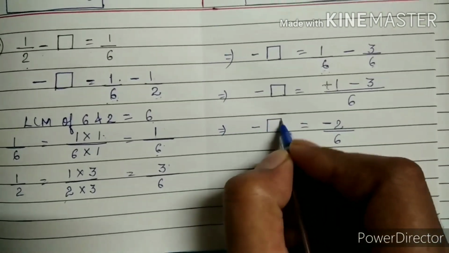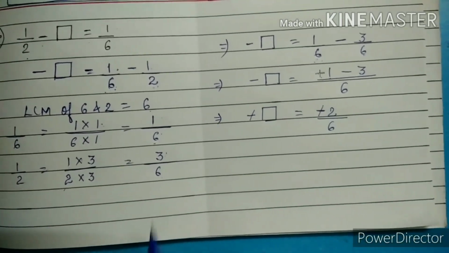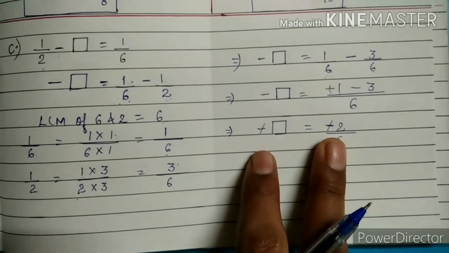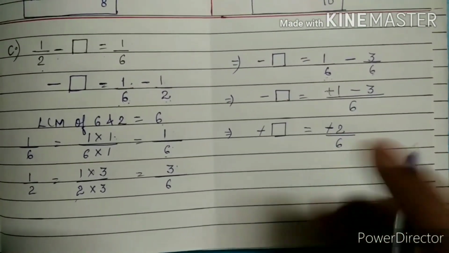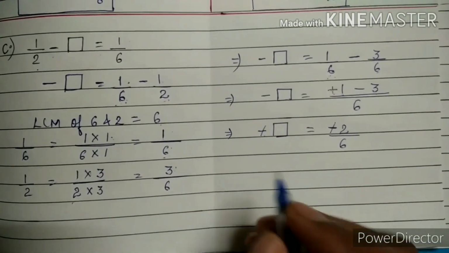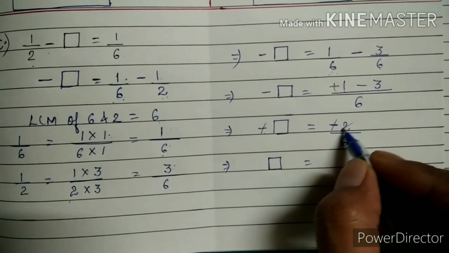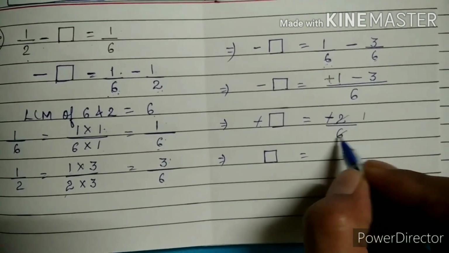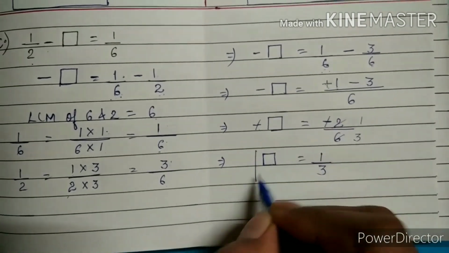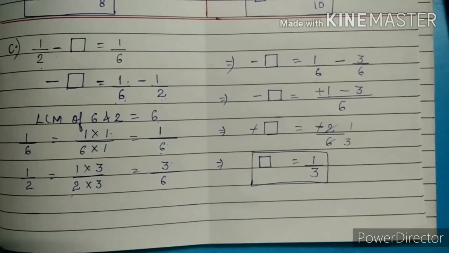Here we have minus, so we are cutting minus on both sides. If on the equal side, on the opposite side we have the same symbol, they will cut each other. Minus to minus cut and we will get addition. So box is here. 2 1s are 2, 2 3s are 6. So what we will get? 1 by 3. So this is the solution of C of question number 4.